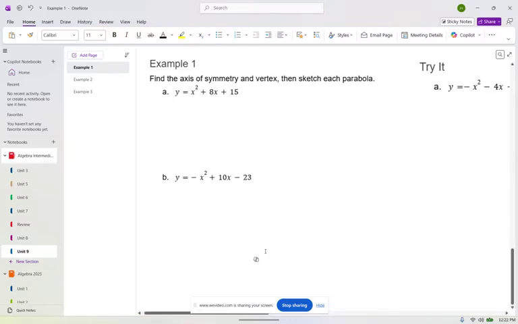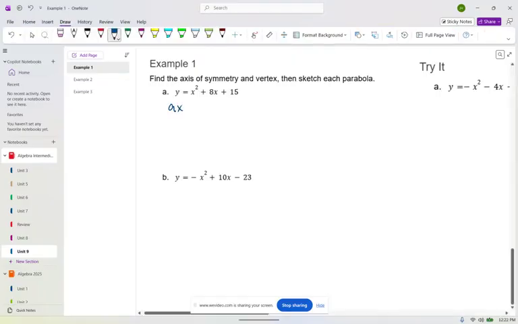All right, guys, in this video, we're going to look at example one. Our goal here is to sketch a parabola. To do that, we're going to find the axis of symmetry and the vertex. So we'll start off with the axis of symmetry on this first one. Okay, and remember this is x equals negative b over 2a.